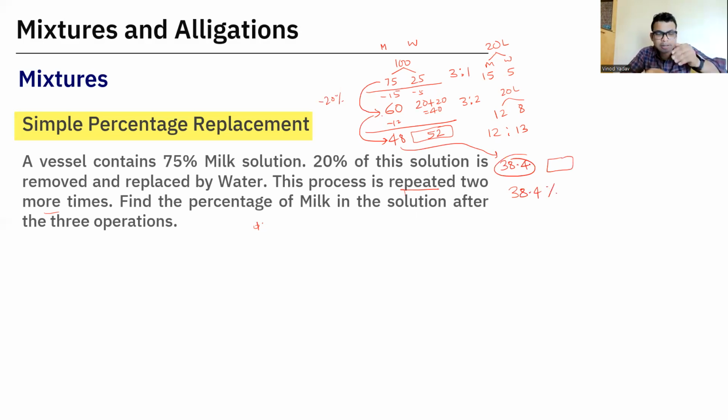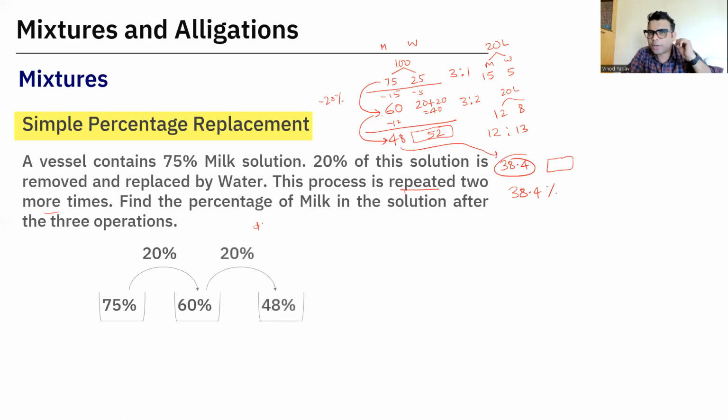Let's write this as a shortcut, friends. Focus only on the milk, as milk is constantly reducing by the same percentage here. From 75%, if you remove 20%, it becomes 60%. Remove 20%, so it will become 48%, right? Then 20% again, so it will become 38.4.